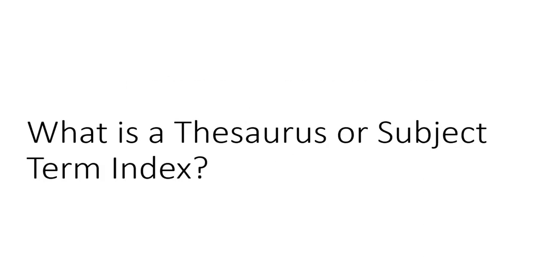You're probably familiar with a dictionary type thesaurus, the kind that you use to look up words to find synonyms, or words that mean the same thing, or antonyms, words that mean the opposite. So in an article database, a thesaurus is an alphabetical listing of all of the subject terms in a single database, and it's used to classify and organize information for that database. It can be called either a thesaurus or sometimes called a subject term index.